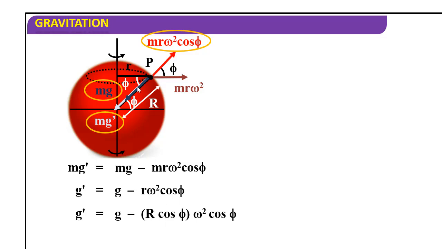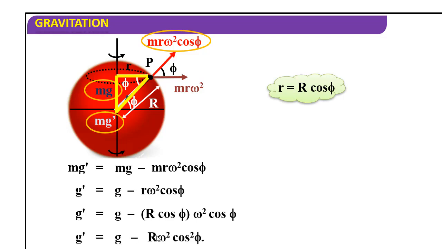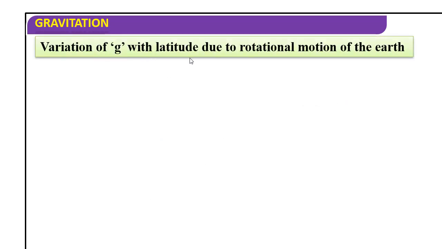But here, this is R and this angle is phi, so small r is equal to R cos phi. Let us substitute the value here: R cos phi times omega square cos phi. So g dash is equal to g minus R omega square cos square phi. This is the formula, just remember it. So this much is reduced.